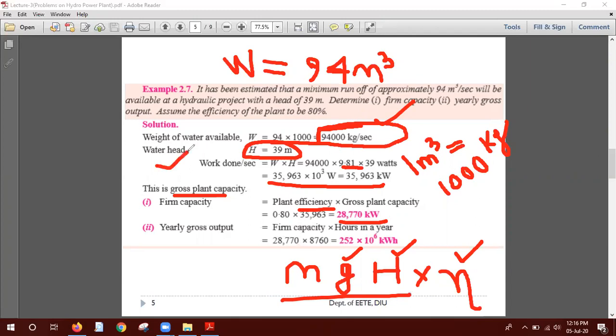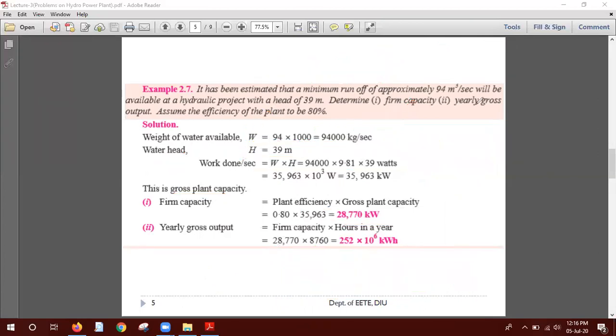We are all mature students. We all know how to solve these very small problems. So you don't need to go step by step. You get all the information, and just place all the information into this equation. You can use this equation, m into g into h into eta. This is the universal equation for the hydroelectric power plant. They have introduced W because we all know that W is the weight. Weight equals mg. So that's why they introduced weight in place of mg. But you can also write mg separately, no problem. So this is the first problem, that is firm capacity.